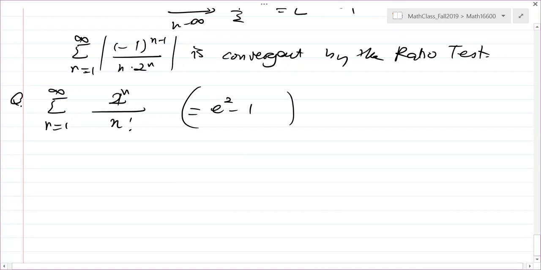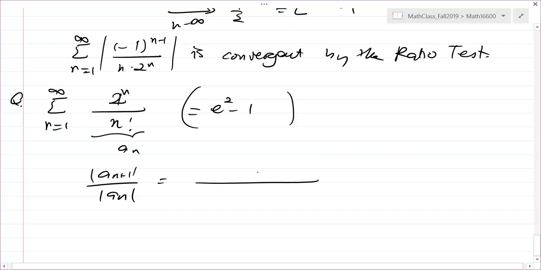Okay, I want to check whether it's convergent or not. Absolute convergence and convergence are the same here, because all the terms are positive. So this is my a_n, right? But in the original statement, we have to use the absolute value here. So it's going to be (n plus 1) factorial, 2 to the n plus 1, over 2 to the n, n factorial.